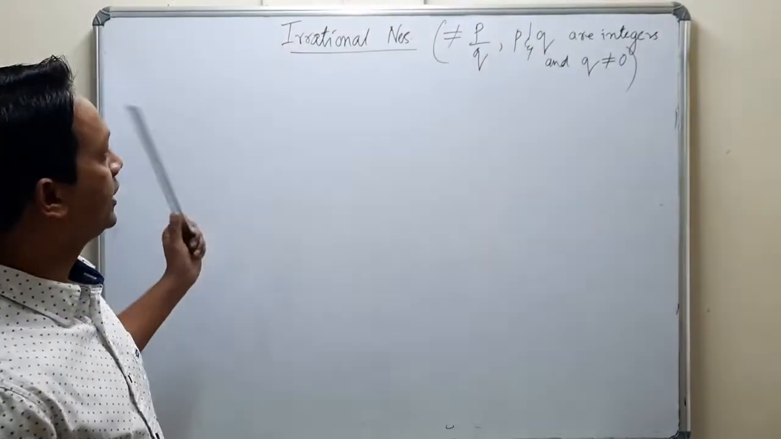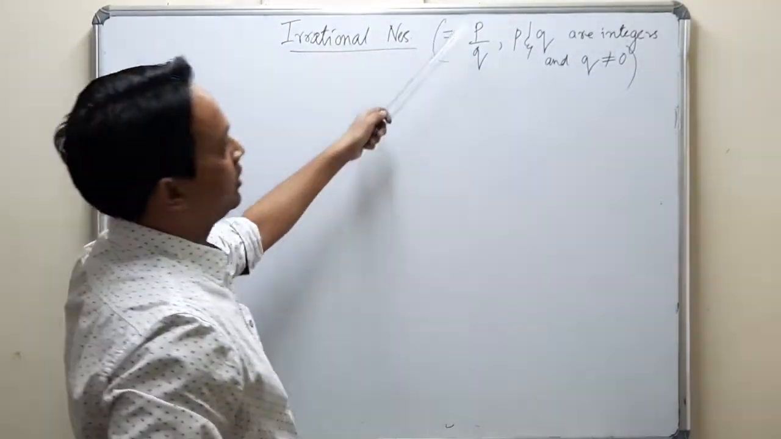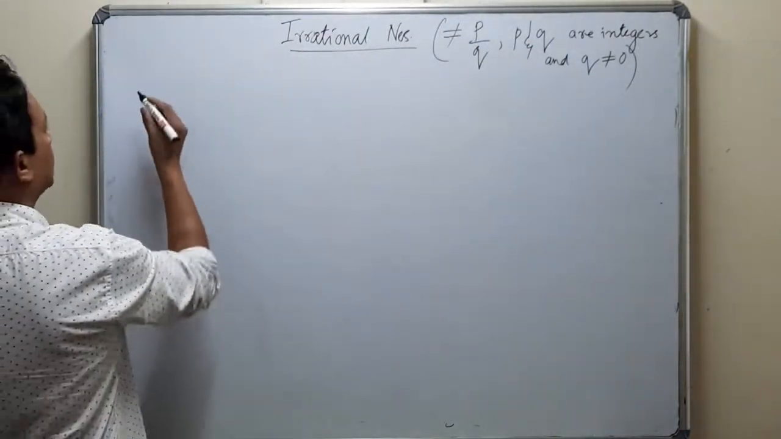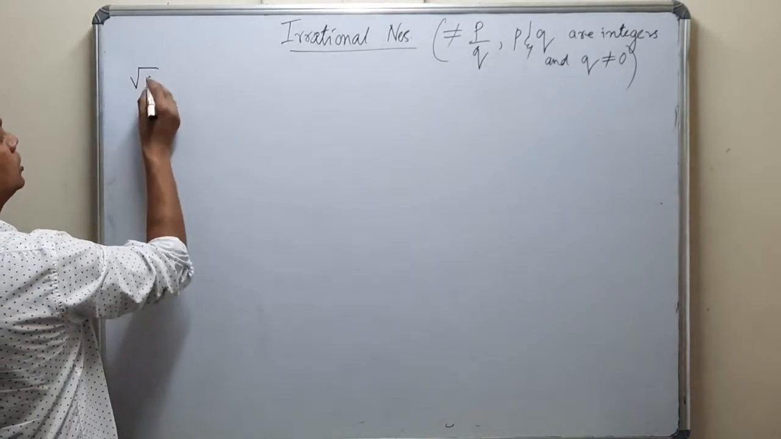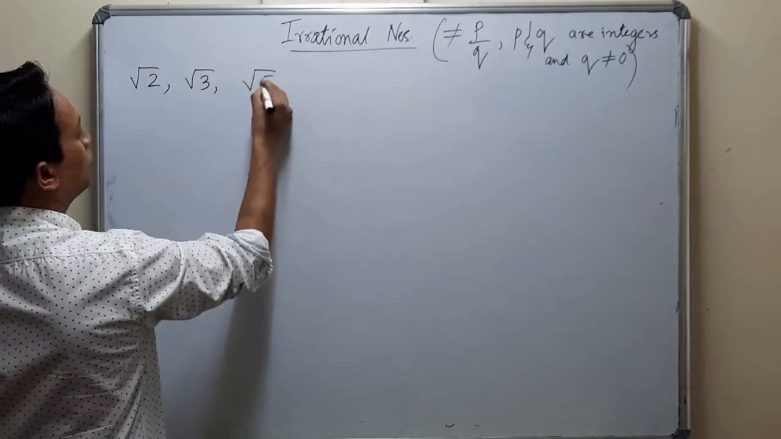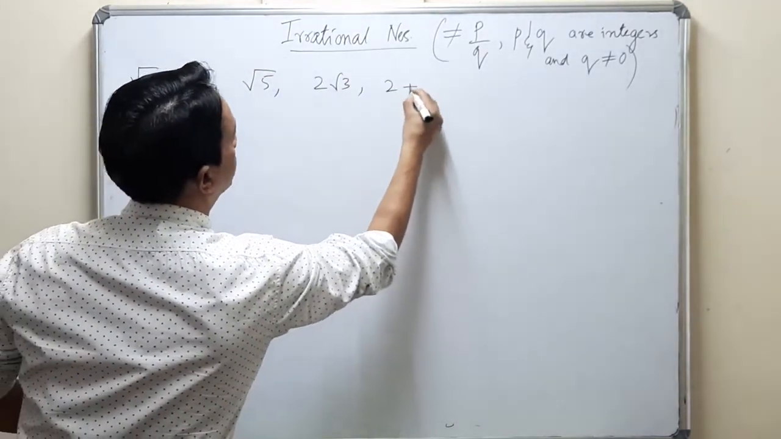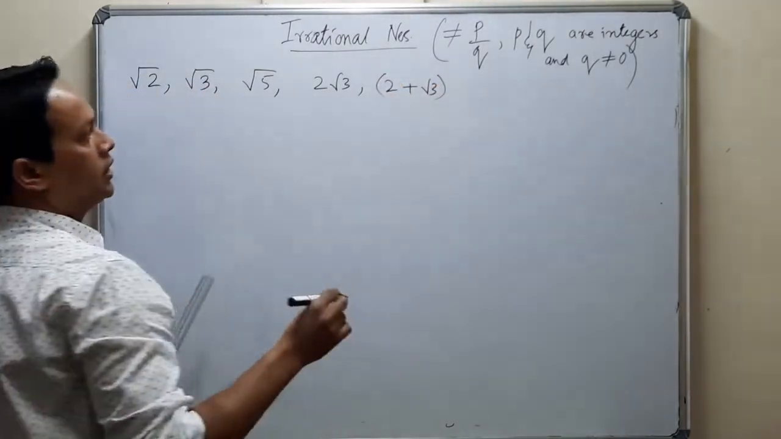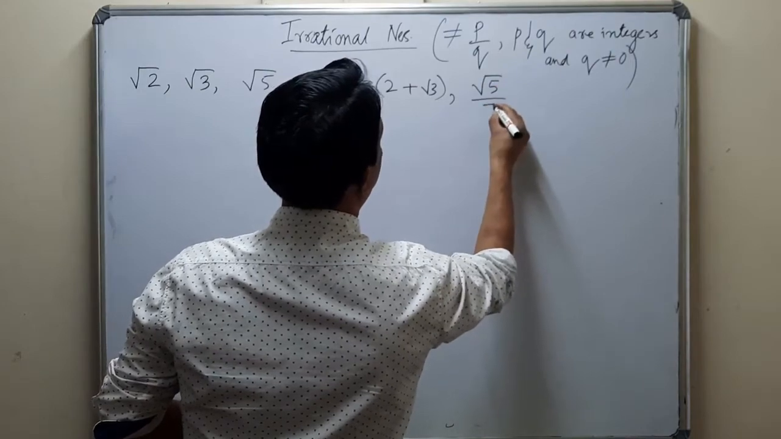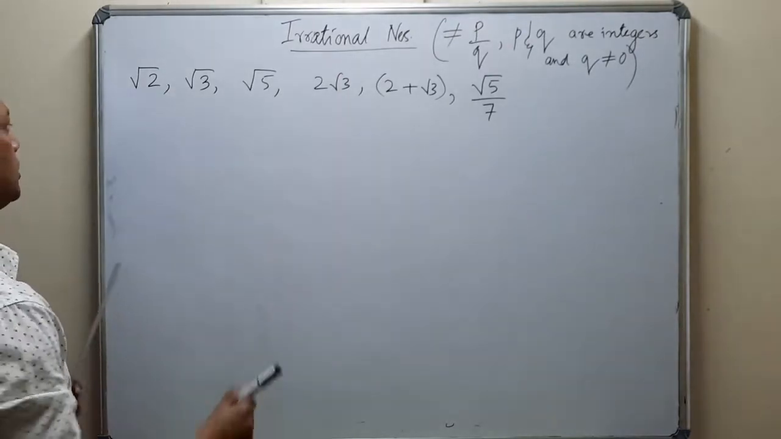Now let's look at the examples of irrational numbers. Now irrational numbers, remember, we cannot write in the form of integer on top, integer below. We will not be able to write. Now the best examples of irrational numbers are all those radicals with the root numbers. Any root numbers, say root 2, root 3 or root 5, or it can be in this form also, 2 root 3, or it can be 2 plus root 3. This will be considered irrational numbers, or it can be root 5 by 7. So if you come across any radicals, we will directly say irrationals.